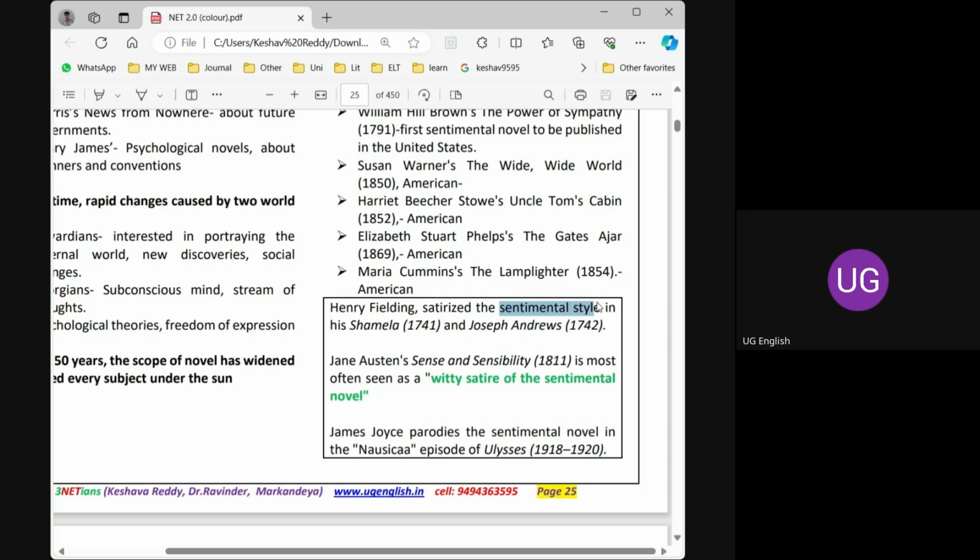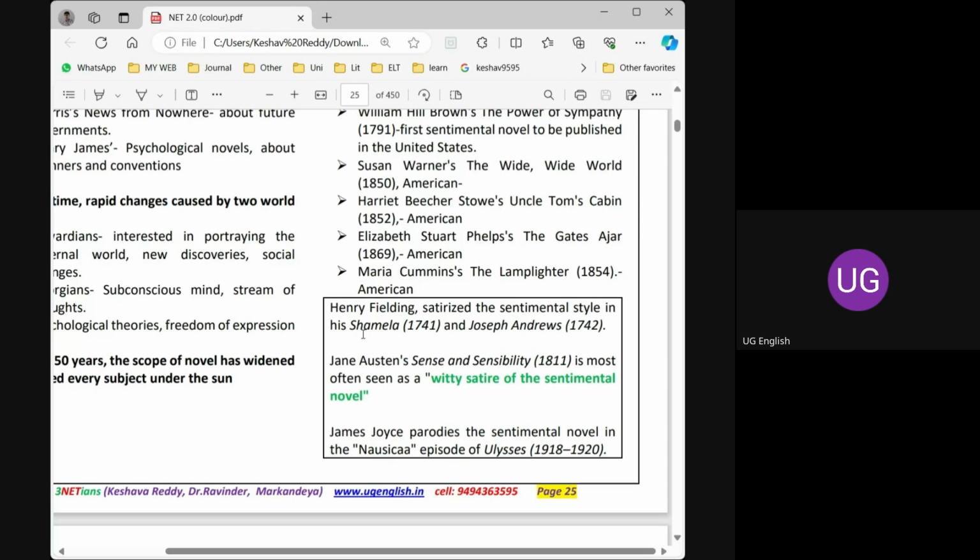So in the first novel, Pamela is portrayed as a virtuous girl. Sentiments, emotions are portrayed, but in Shamela, it is a satire. It is a comic representation of Shamela here. So entirely in a different way, it was written.